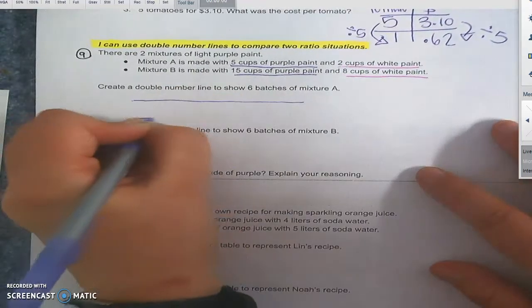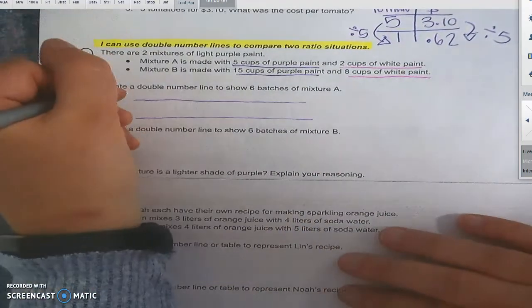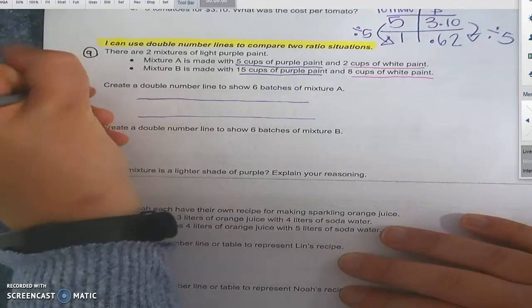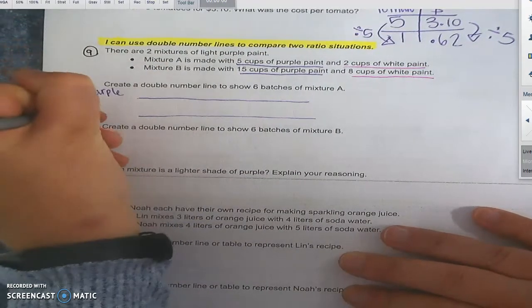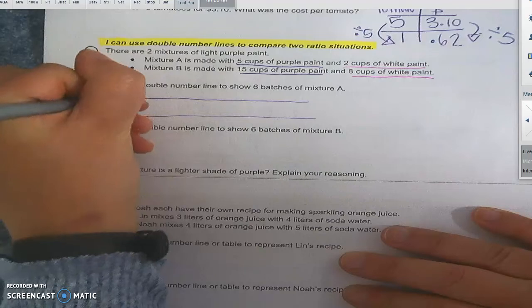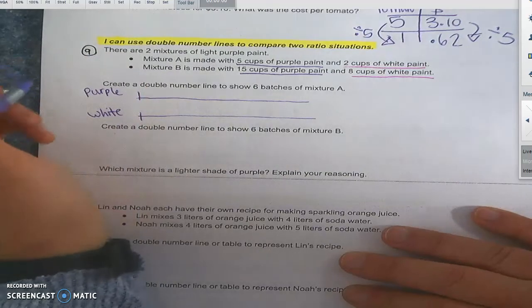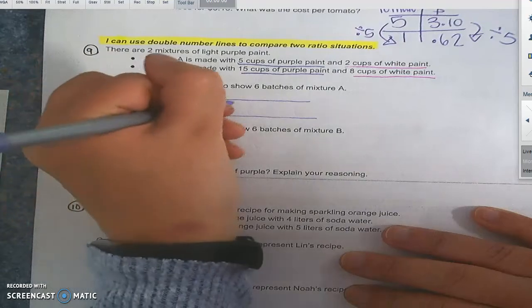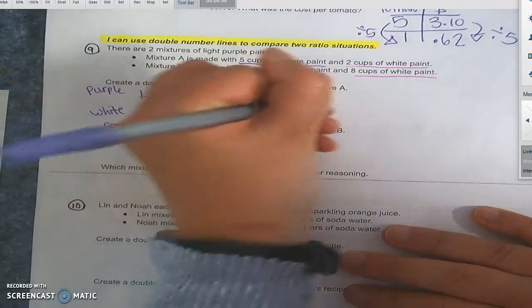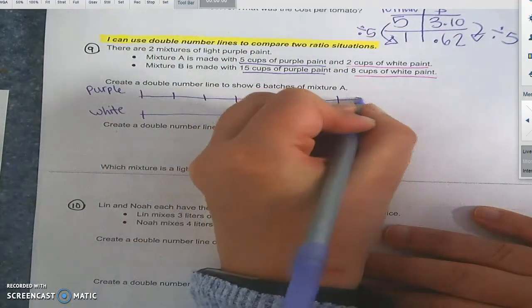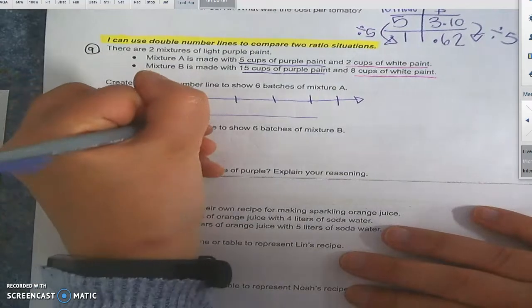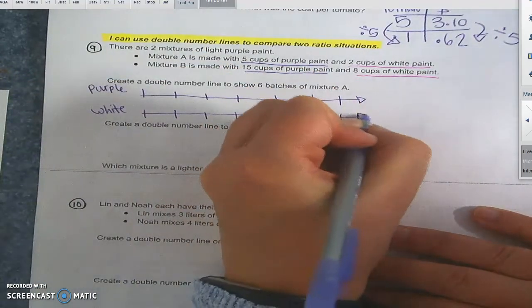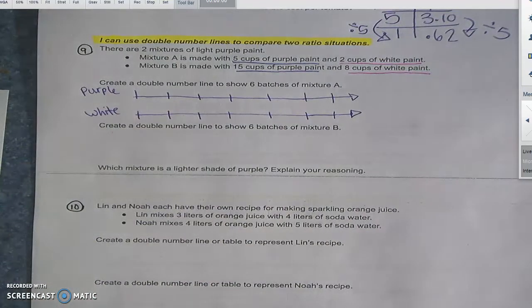So I need 2 lines that are parallel, and the top one is going to be for purple, the bottom one's going to be for white, so I need to label that. I'm going to be starting at 0, and then I need 6 batches, so I need 6 more lines, or 6 more dashes that need to at least appear to be equally spaced. And it's okay if it's not perfect. Mine certainly is not perfect either.